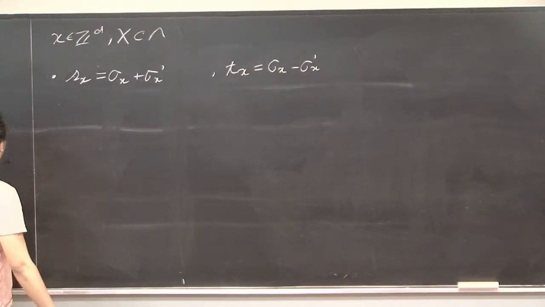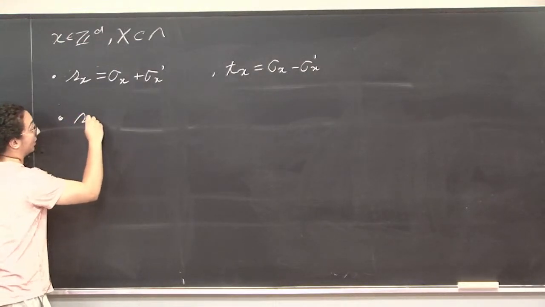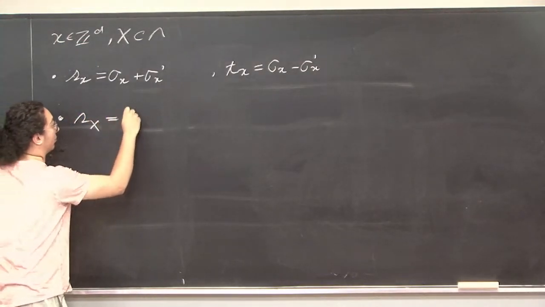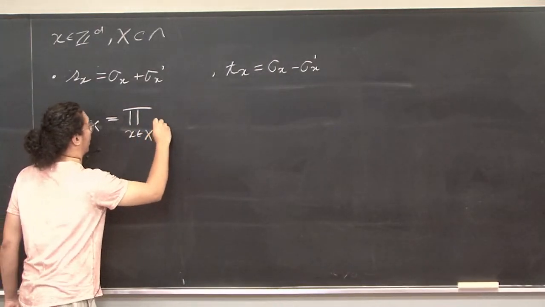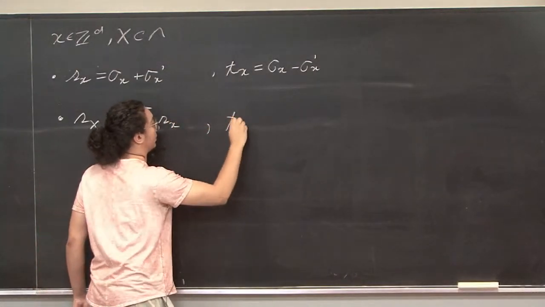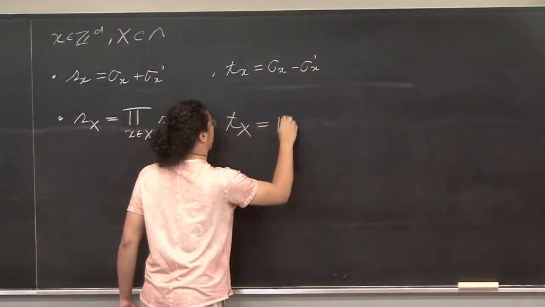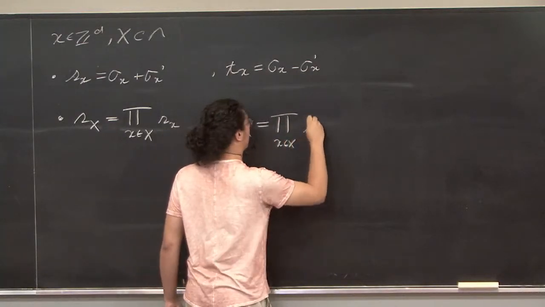And just like we did here, S of a subset is just the product of S of x over x in the subset, and T of a subset is just the product of T of x over x in the subset.